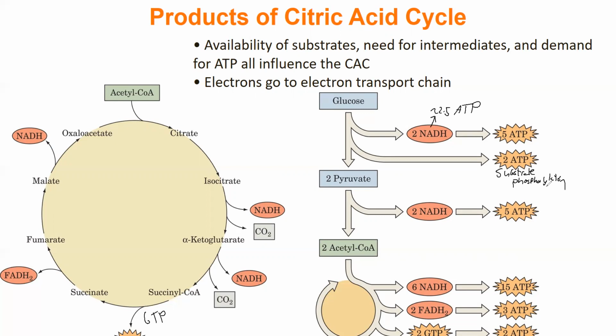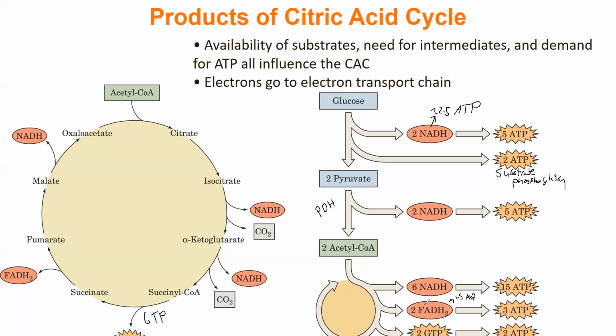From pyruvate going to acetyl coenzyme A, remember that's the PDH complex. For every 1 glucose, we get 2 pyruvates. Therefore, we do PDH twice. We get 2 NADH from that, 5 ATP. Then the acetyl-CoA, the citric acid cycle, that's where we really get the majority of our energy, right? So for every glucose, you run the cycle twice. So you get 6 NADHs, 2 FADH2s, which are equivalent to 1.5 ATP each, and you get 2 GTPs.